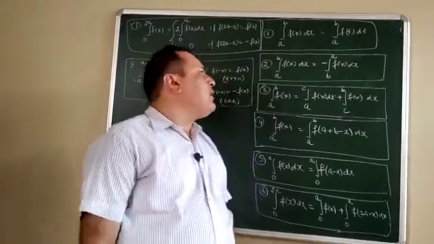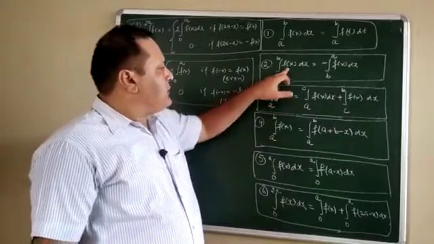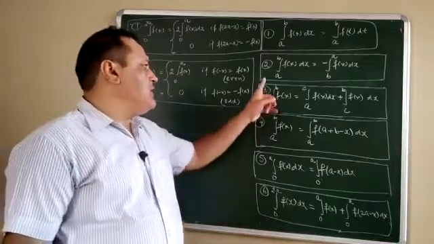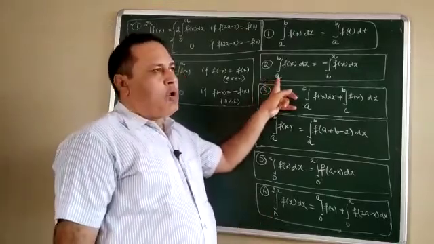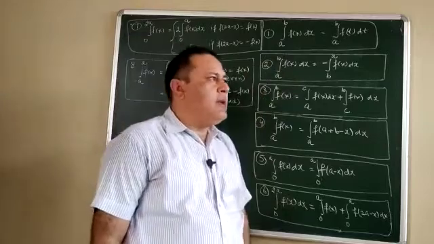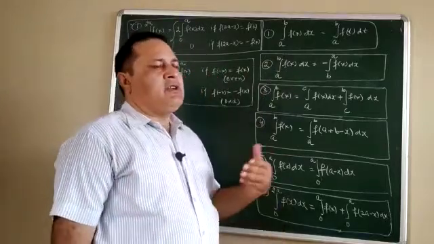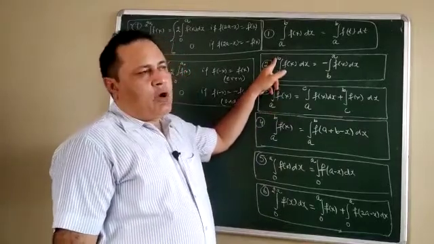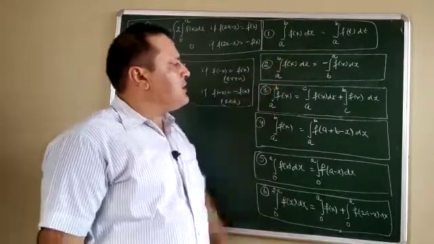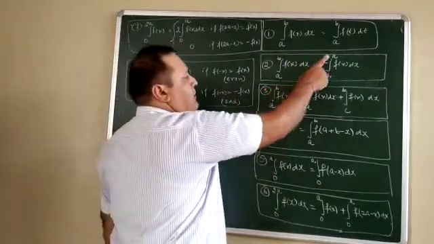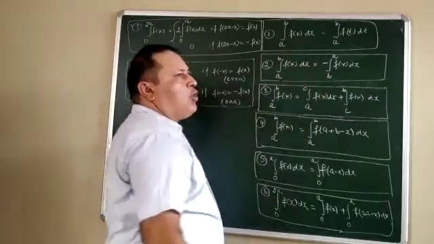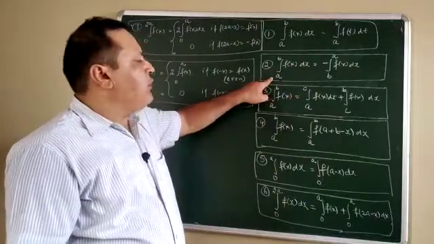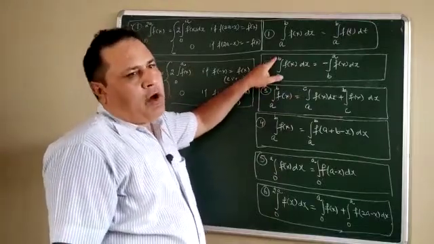Second property, f of x dx from a to b. If you remember, yesterday we discussed a question. In that case we discussed the lower limit is always smaller and the upper limit is always larger. Luckily, after simplification, after substitution, if you observe the lower limit is larger and the upper limit is smaller, in that case you have to interchange the limits. See this one, the lower limit becomes the upper limit and the upper limit becomes the lower limit, and introduce a negative symbol. This is only when the value of the lower limit is more than the value of the upper limit.